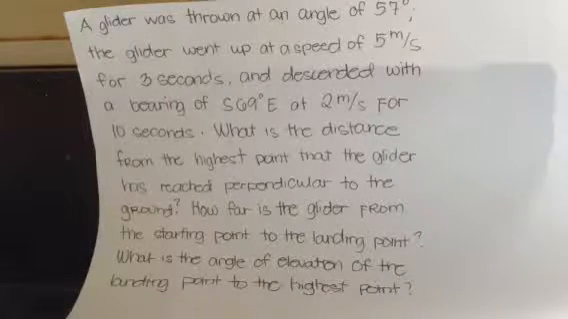Good day everyone, we will now solve for the air glider problem. Ready your pens and paper. A glider was thrown at an angle of 57 degrees.